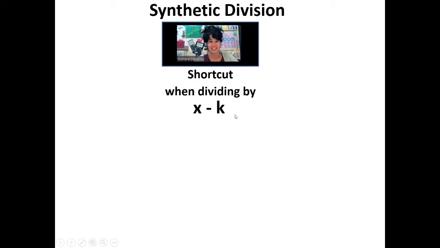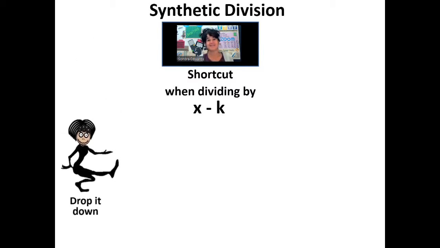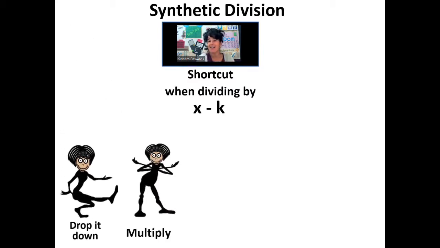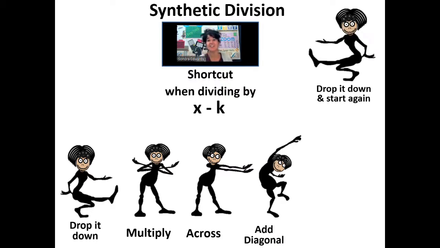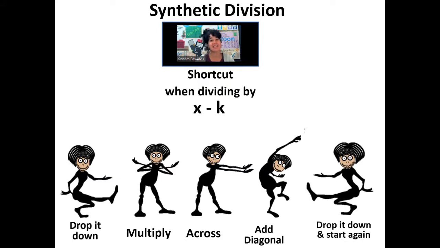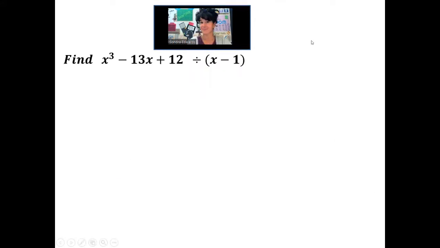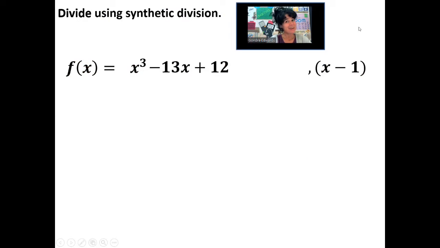When we do synthetically divide, though, it's going to amount to drop it down, multiply across, add diagonal, drop it down, and start again. All right, let's check it out. In the last lesson, we would have long divided to find our answer. This time, we're going to use synthetic division because we are dividing by something in the form x minus k.